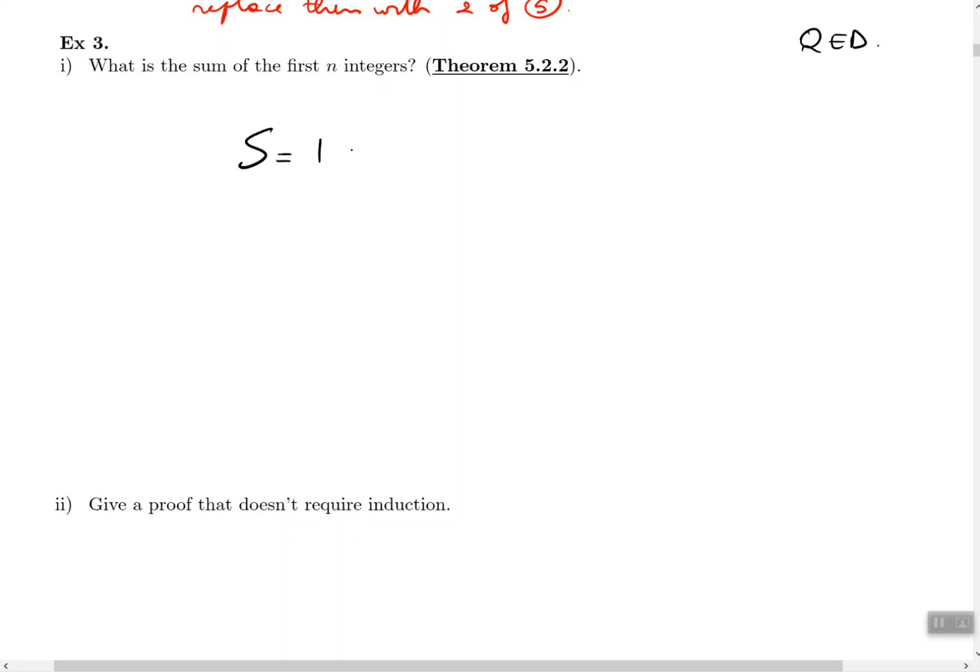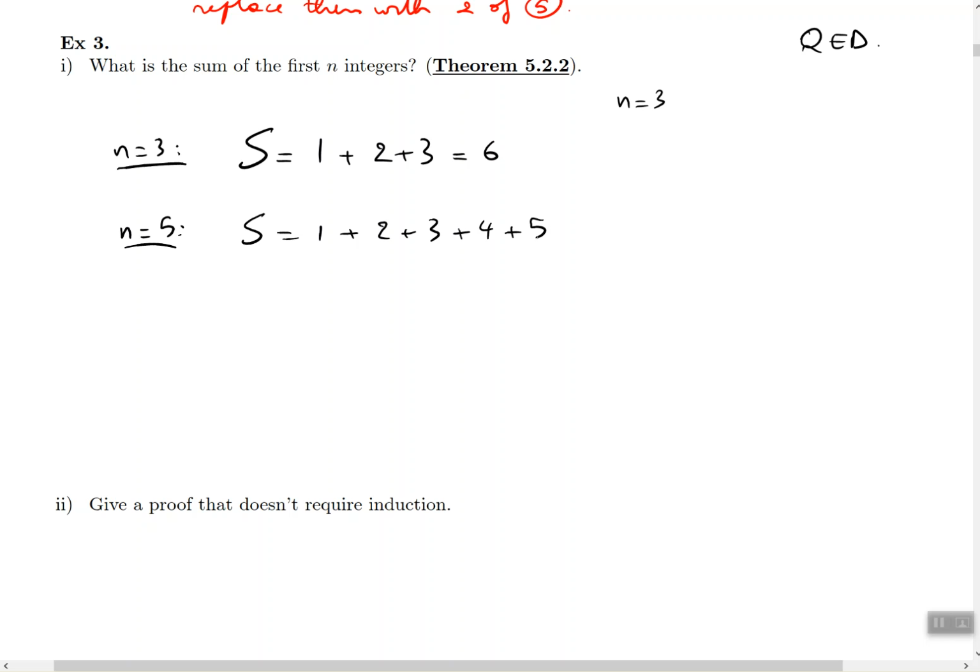If I stop, let's say n was 3, for example. What is 1 plus 2 plus 3? Well, in this case, it's easy. It's going to be 6. Well, what about if n was, let's say, 5? Okay. And so in this case, it's going to be 1 plus 2 plus 3 plus 4 plus 5. It's a little bit more difficult, but it's not impossible. It's basically going to be 15.